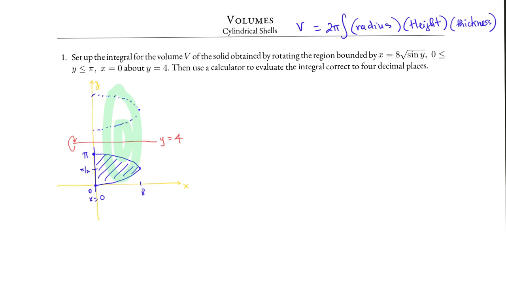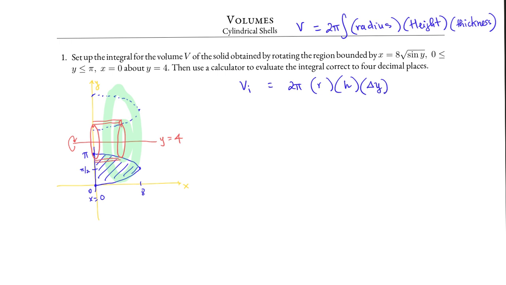With the cylindrical shell method, we draw the cross-section parallel to the axis of rotation to form a representative shell. The volume of this representative shell is 2 pi times the radius times the height times the thickness. But since we draw the cross-section parallel to the axis of rotation, which is y equals 4, the cross-section is therefore perpendicular to the y-axis. Thus, the thickness is delta y.